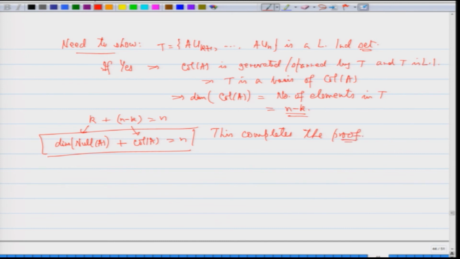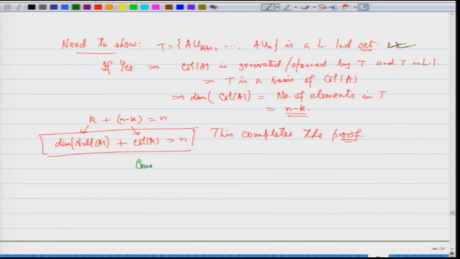So, I just have to show that this set is linearly independent. Let us try to prove that this set is indeed linearly independent. If I prove that something is linearly independent, what am I supposed to look at? I am supposed to form a system of linear equations in certain unknowns.